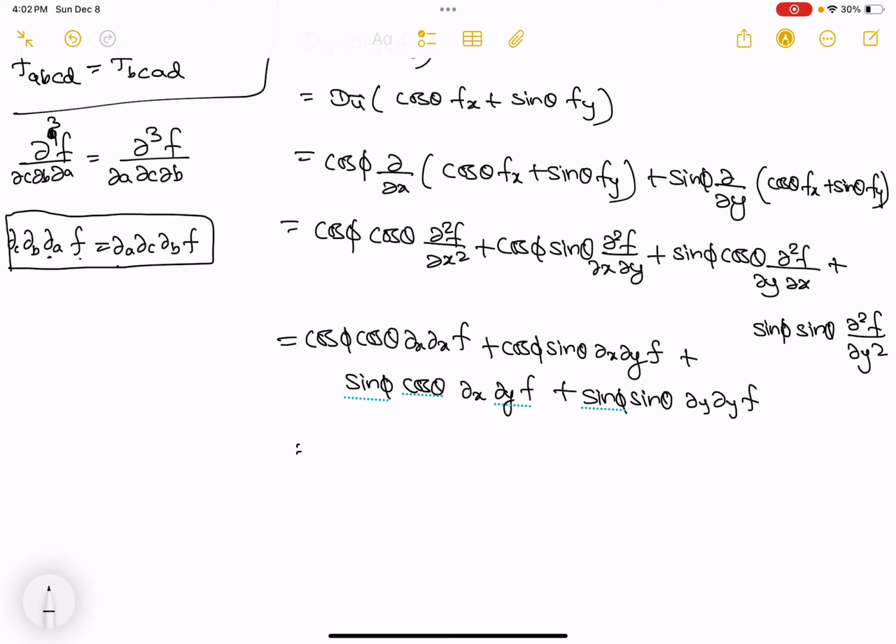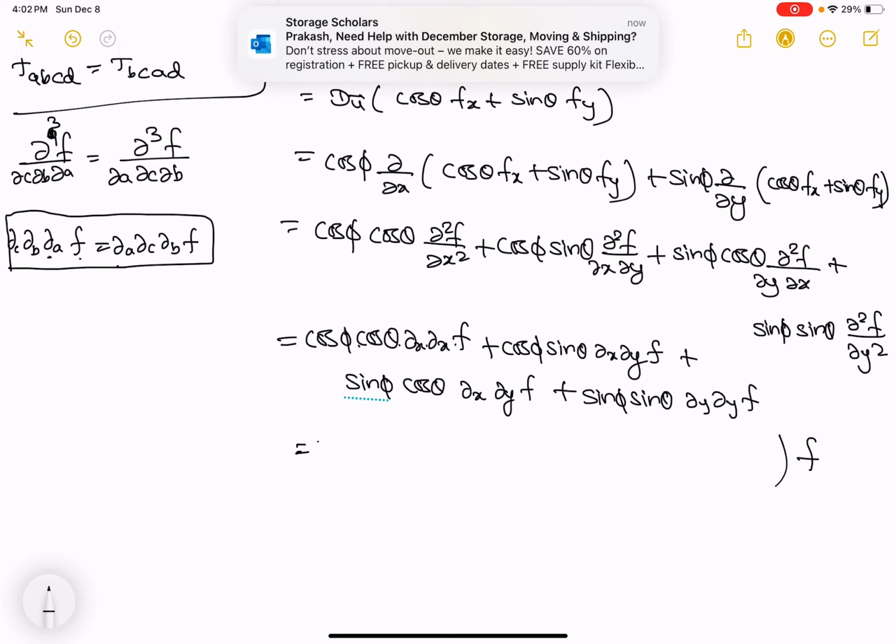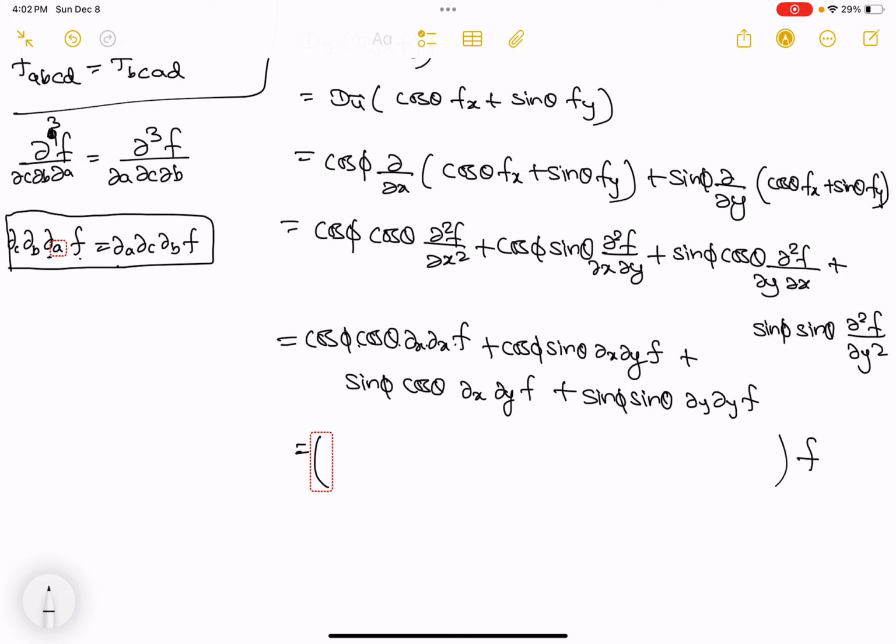Okay, so now we will deal with them as products, right? There's a product between the partials; this is just a normal product, right? Now let's see how we can make use of this notation. First of all, we can take f common from every term, right? And now what I can do is take, in the first expression, cos phi partial x common, right? If I do that, I just get cos theta partial x plus sin theta partial y, right?